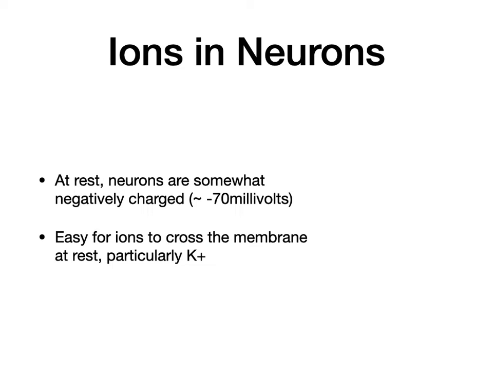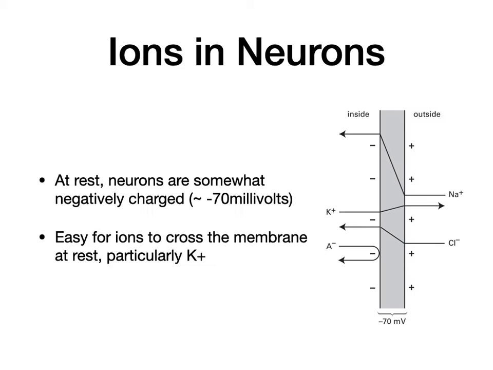So, at rest, neurons are a little bit negative, just by their nature. And so it's easy for ions to cross the membrane, especially these positively charged K particles, these potassium particles. So, in general, particles will move in and out of the cell pretty regularly, and across these different ion channels. So under normal circumstances, when a cell is just hanging out, relaxed, it's a little bit negative.